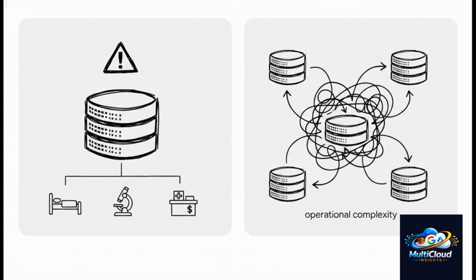On the other hand, we have a database per service architecture. Now, this gives our microservices independent scaling and autonomy, but wow, does it introduce massive operational complexity. Just imagine the headache of trying to generate a simple hospital-wide daily report when you have to fetch and join data across 50 independent microservice databases. It turns a basic query into an absolute distributed systems nightmare.